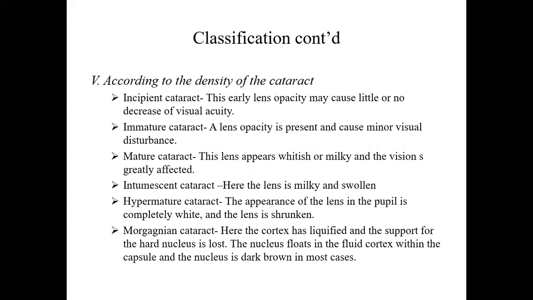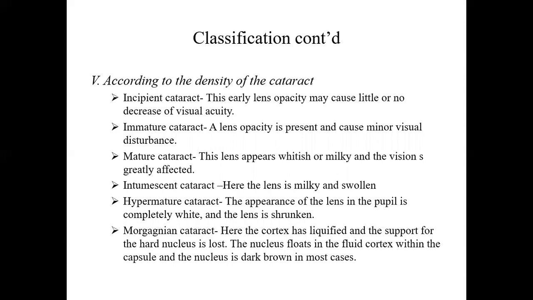Here the cortex has liquefied already. There's no cortical matter, and the support for the hard nucleus is lost. So it's completely floating within the fluid cortex between the anterior and posterior capsules. And when you look at the nucleus, it is now dark brown. So this one we call Morgagnian cataract.